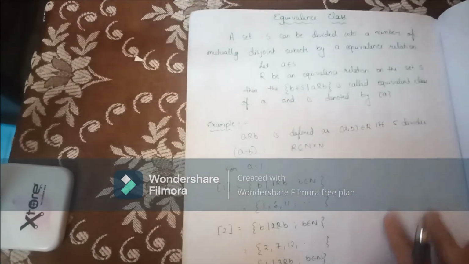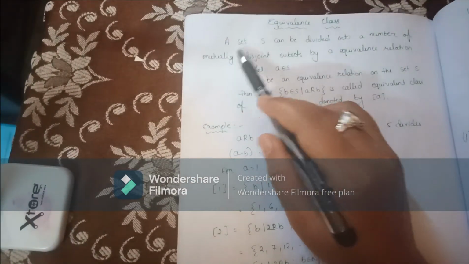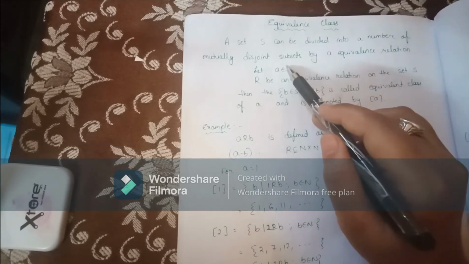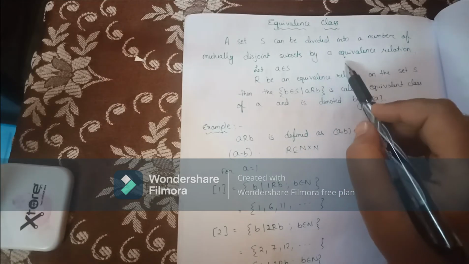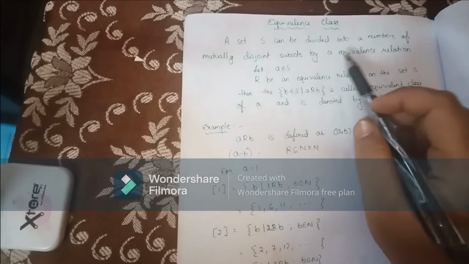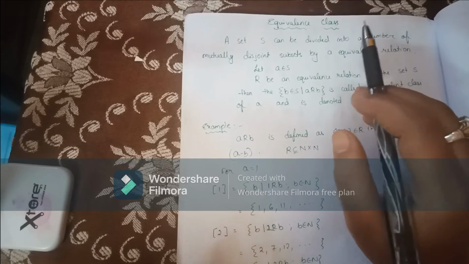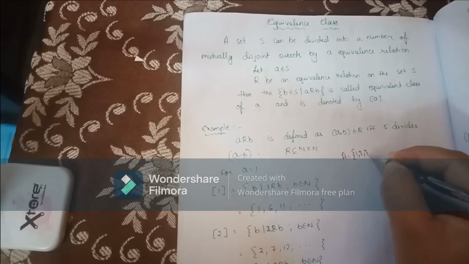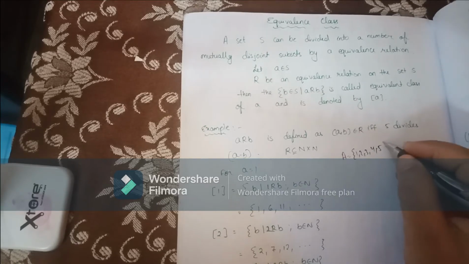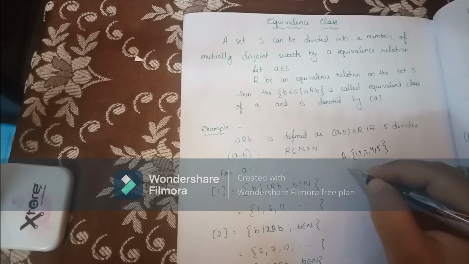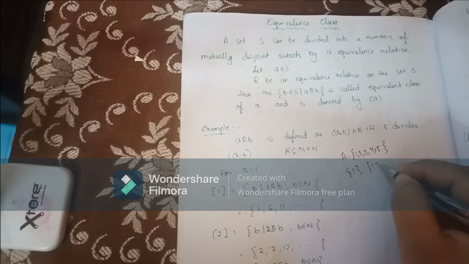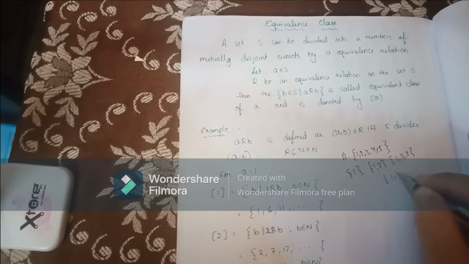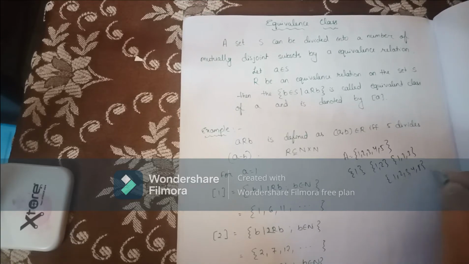So what is an equivalence class? A set S can be divided into a number of mutually disjoint subsets by an equivalence relation. That means, I'm just giving you an arbitrary example, let A equal {1, 2, 3, 4}. I just gave you this one up to 10, I'm just taking up to 5 now. So what are the subsets? It can be {1}, {1, 2}, {1, 2, 3}, {1, 2, 3, 4, 5} and {5}.